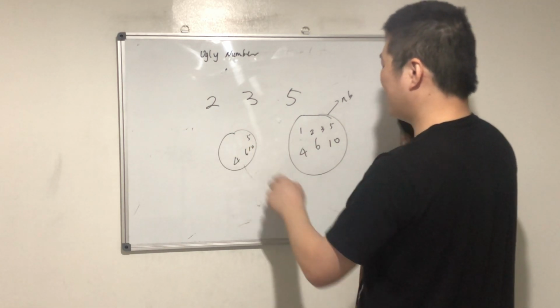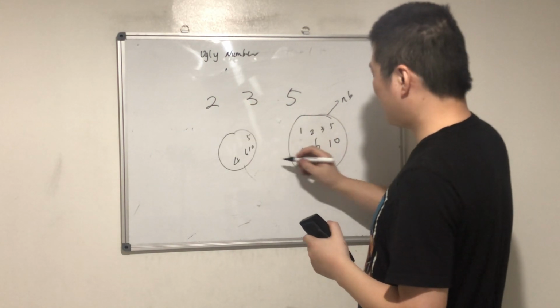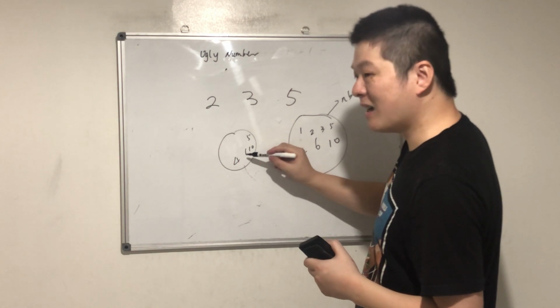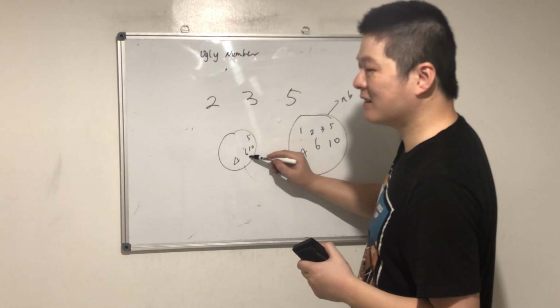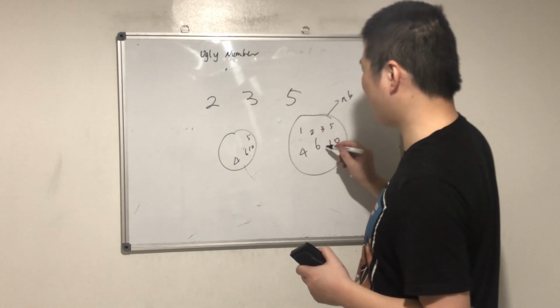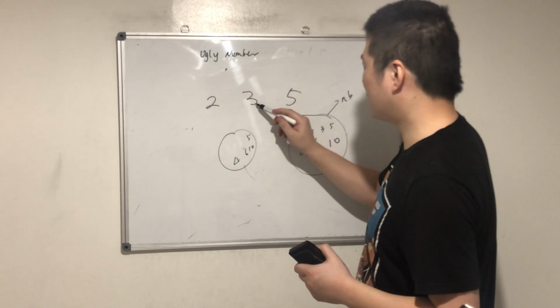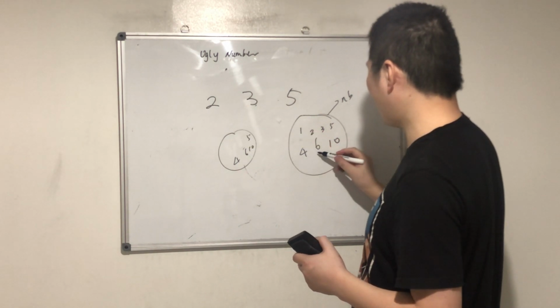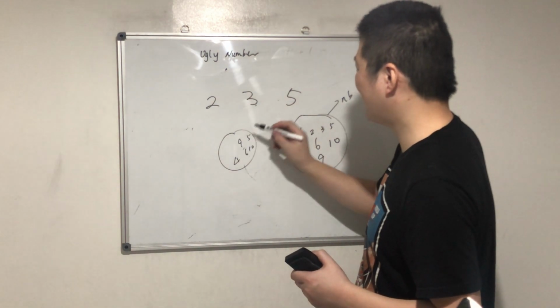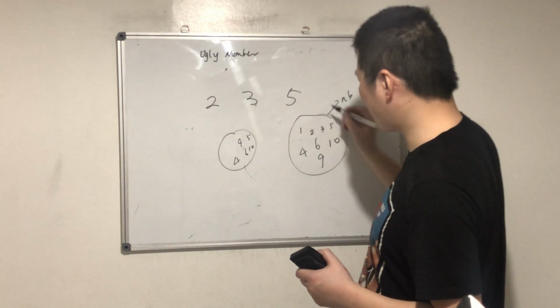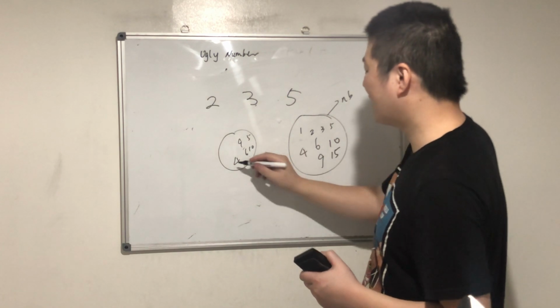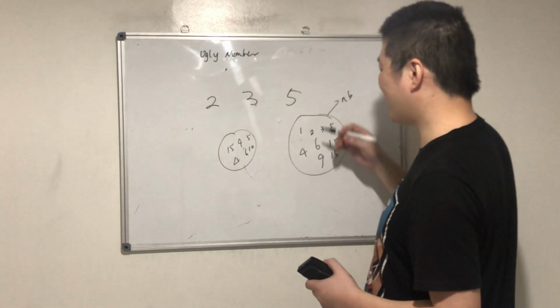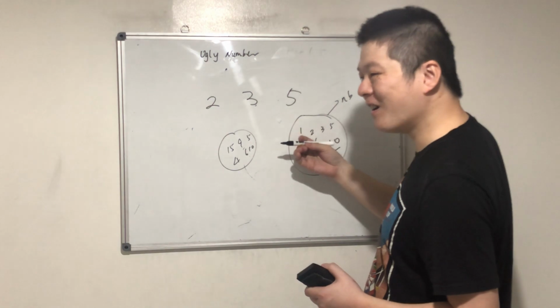3. I take it out. And times 2, 6. But 6 is here already, so I don't need to do anything. I've seen this before. Times 3, 9. 9 is not here, so I put it here. And times 5, 15. Okay, so the next one is 4.